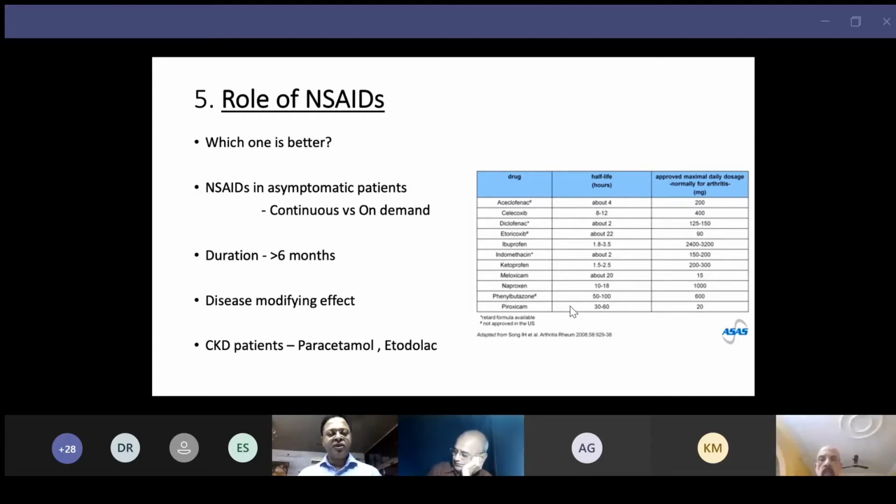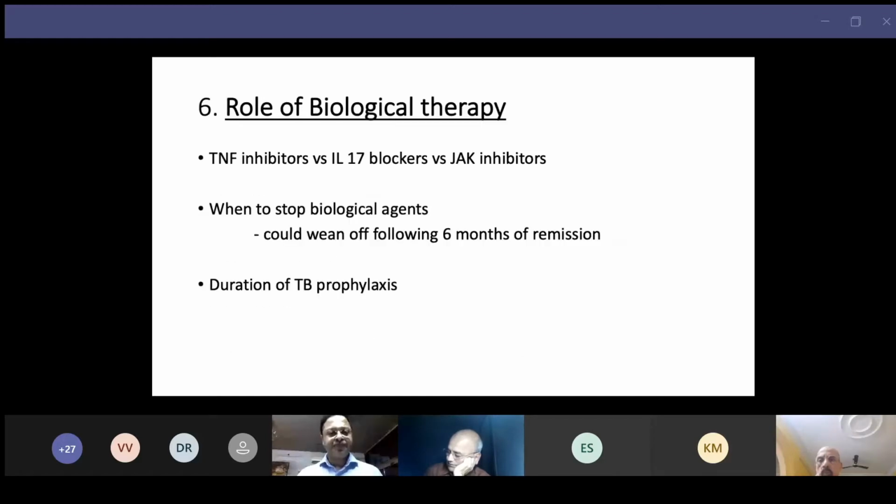There's again debate about whether continuous NSAIDs are better than on-demand, but recent studies show that on-demand is equally good compared to continuous NSAIDs. You can use anti-inflammatories up to 6 months, but you have to be careful about side effects, like GI side effects and nephrotoxicity. There are a few interesting papers that continuous anti-inflammatory treatment can have some disease modifying effect on the spine. But again, be careful about kidney patients. Paracetamol is safe. Etodolac is probably safer than the rest of the drugs. You have to pick and choose and individualize the treatment plan.